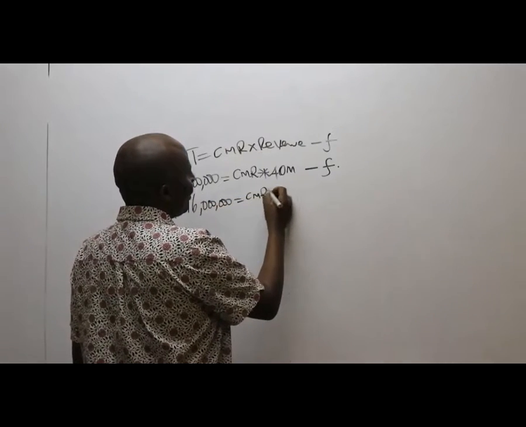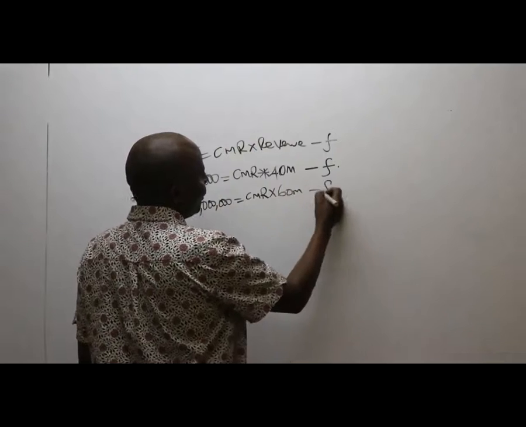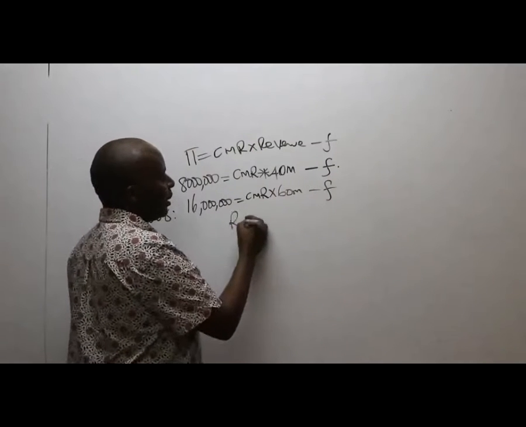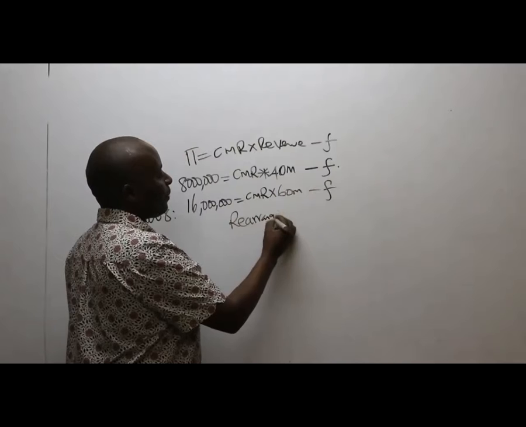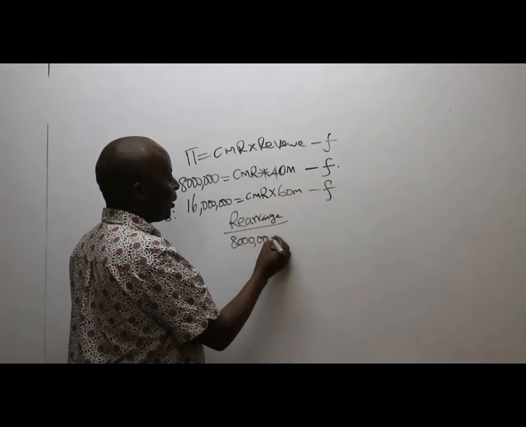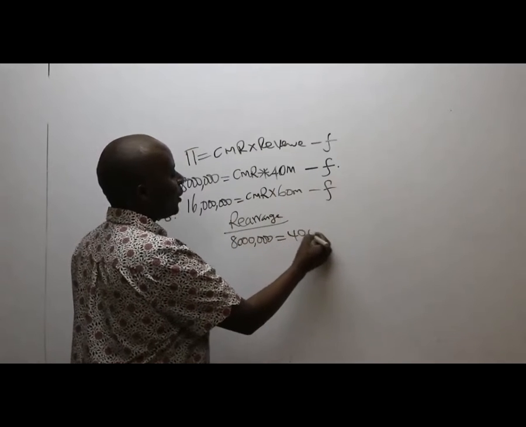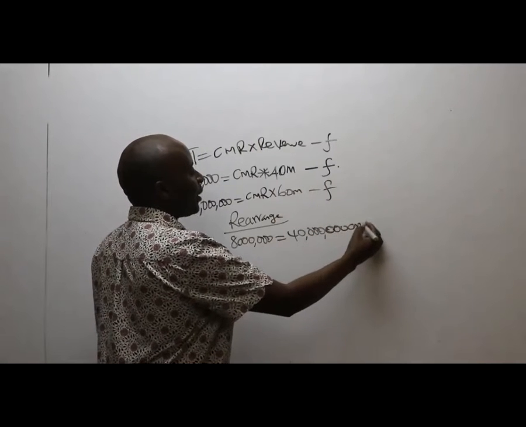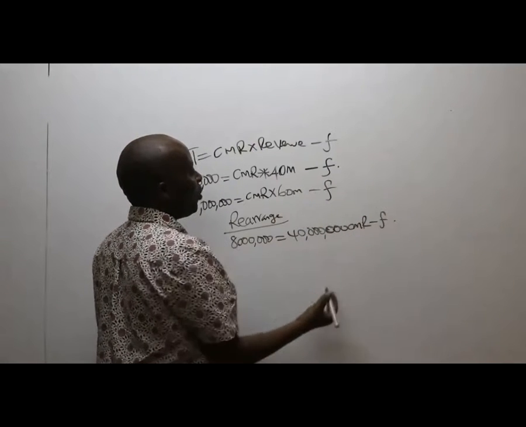Equals CMR times 60 million. Fixed cost will be the same. So please go ahead and rearrange this mathematically better. It will be 8 million equals 40 million CMR minus fixed cost.